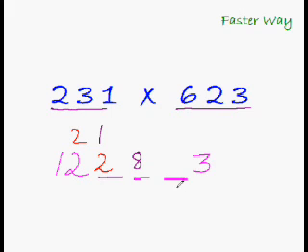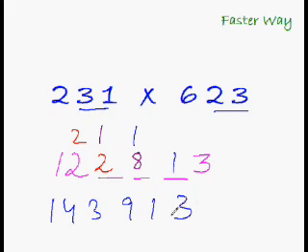Now the last middle digit. Do the rainbow with the last two digits. So 3 times 3 is 9 and 1 times 2 is 2. 9 plus 2 is 11. That's it. Add all these numbers. It would be 143913. That is, in few steps, you have multiplied a 3-digit number with another 3-digit number.